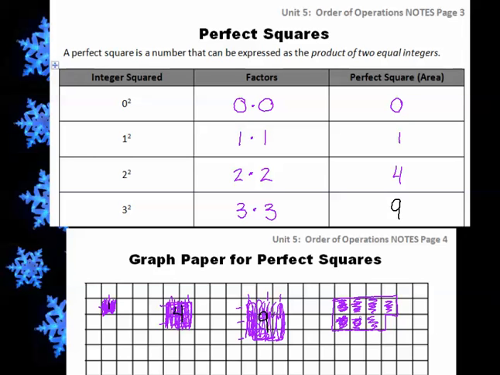You could also think to yourself, there's not something times itself. Like here we had 1 times 1, 2 times 2, 3 times 3. There's not something times itself that equals 7. So 7's not a perfect square.